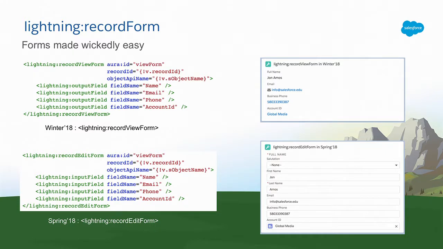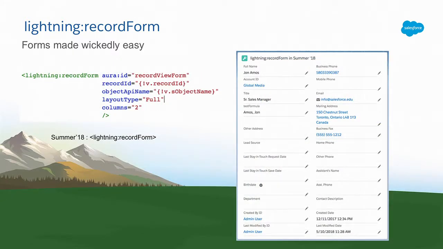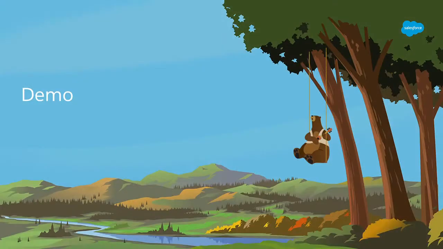And then we thought, if Lightning Record View Form and Lightning Record Edit Form got married and had a kid, what would you name it? How about Lightning Record Form? A single line of code. I'm going to demo that for you now.